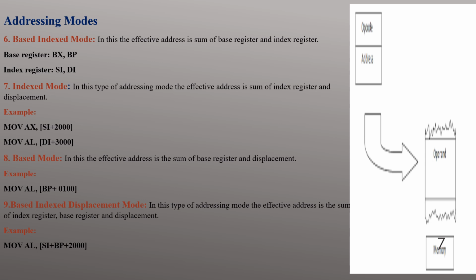The tenth one is the base index displacement mode. This mode combines the base register, index register, and the displacement value added together to calculate the effective address. It offers maximum flexibility for accessing complex data structures. Example, MOV AL.